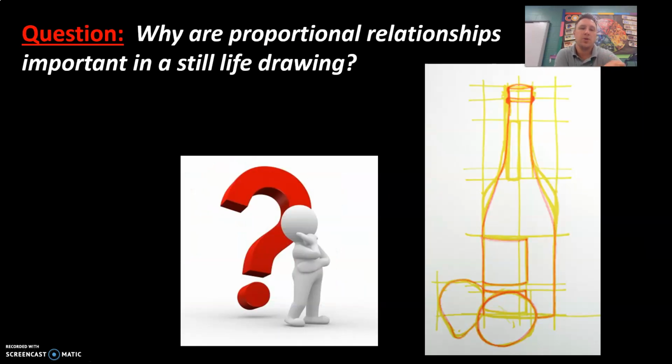So why are proportional relationships important in still life drawing? Basically because you want the viewer to be able to recognize your object for what it is. So over here, if this is supposed to be a bottle and two pieces of fruit, if this bottle wasn't in proportion, this could look like a flower vase or maybe a tall mug. So all these measurements are really important to creating that level of realism and engagement for the viewer.